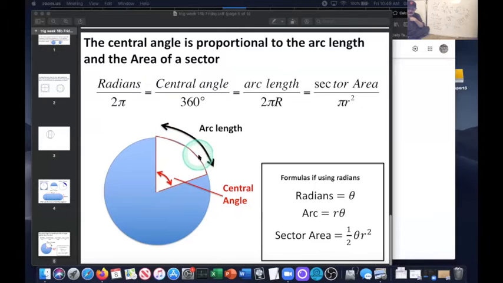Now, the arc is the distance along the circumference, and that's called arc length. Now, you can use proportions for these, and a lot of times that might actually be easier. There are formulas, okay? But if you use these two formulas, you have to use radians, and I'm going to show you why in a minute.